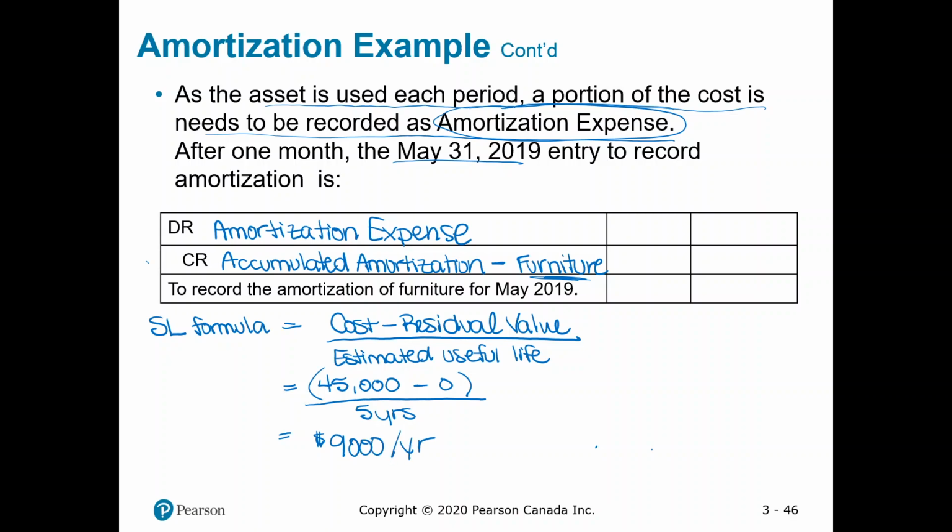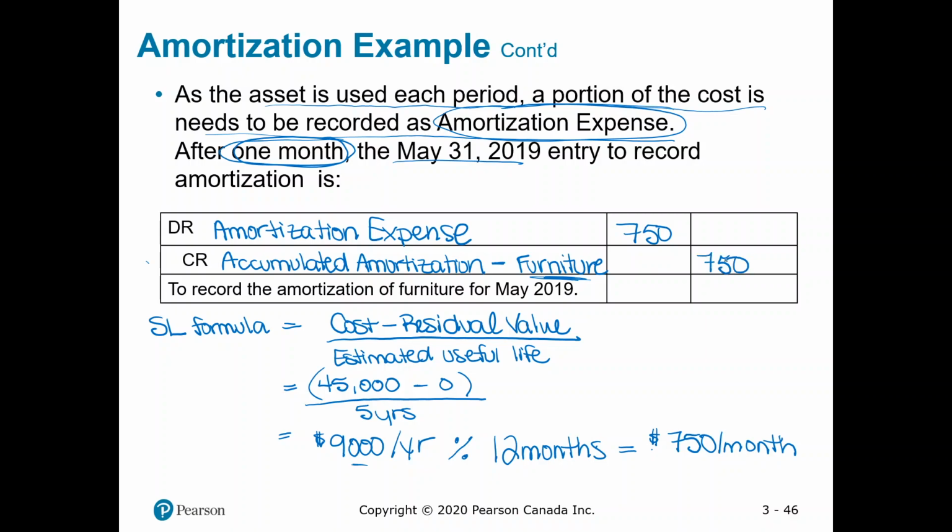So that's something to note here. When we divide by 5 years, this gets us our full year's worth of amortization. But we are recording this just for 1 month. So now we need to divide this by 12 months. And we get $750 per month. So that will be our debit and our credit amount.